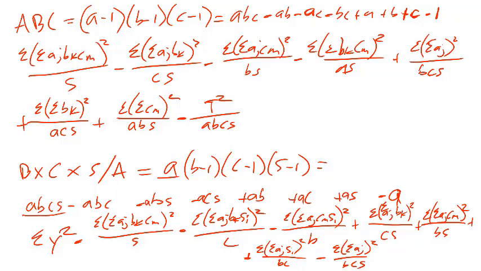It's going to be BS minus B minus S plus 1, and you multiply it through there, so it ends up being ABS minus AB minus AS plus A. You just plug all those in. This is going to be ACS minus AC minus AS plus A. And you plug all those in. It's a lot of stuff.